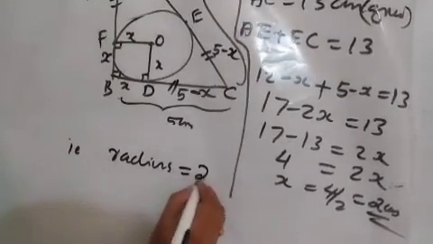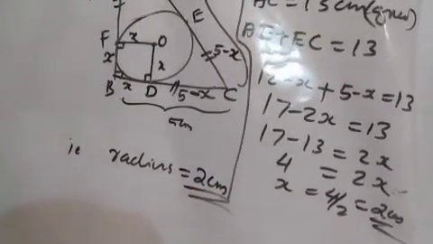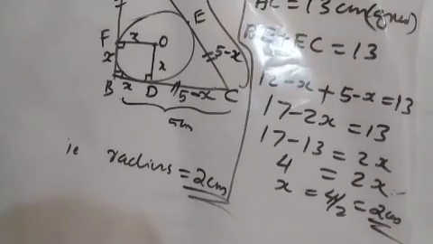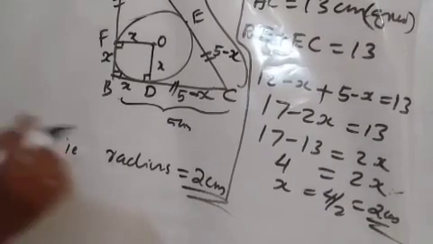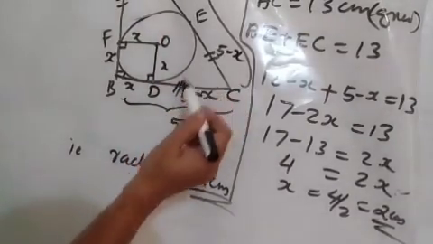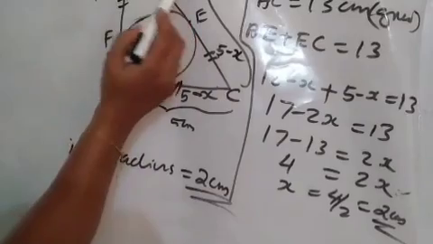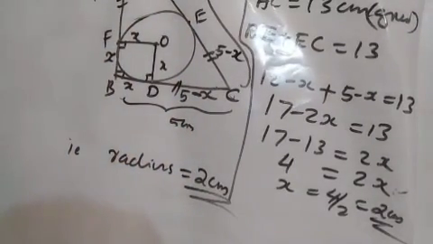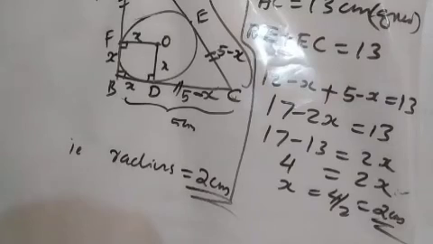Radius is 2 centimeters. Understood this problem? Just take the Pythagoras theorem to find the third side and write this AC in terms of the tangents. These two portions are equal, these two portions are equal, and the sum gives 13. Okay, understood these problems? Do the homeworks.